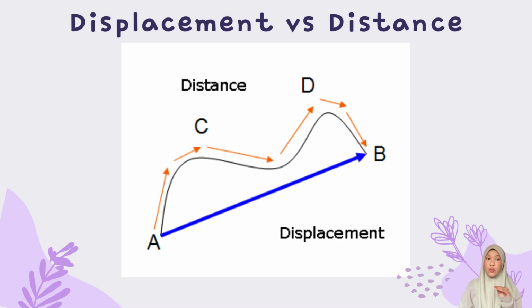Distance is all the way from A to C to D and B. The displacement is the shortcut from A to B, so the straight line from the starting point to the end point.